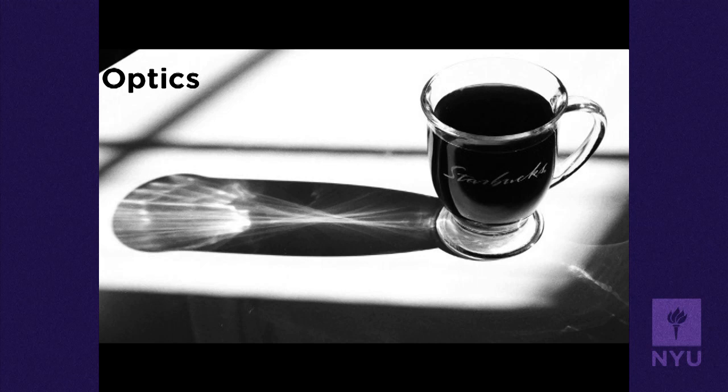Here is a picture of a glass mug of coffee, and you see that there's sunlight shining on the mug, and on the shadow that the mug makes on the table, you see lots of beams of light that are shining through the coffee. Okay? Now when the light comes into the glass and through the coffee, it actually changes its angle, it bends a little bit, and the way that it bends depends on the speed of light in the coffee compared to the speed of light in the air.